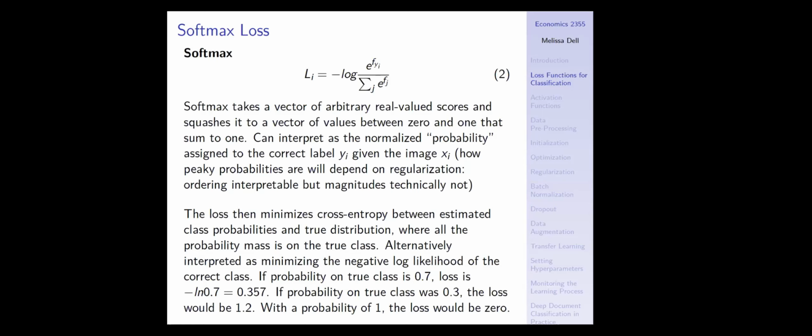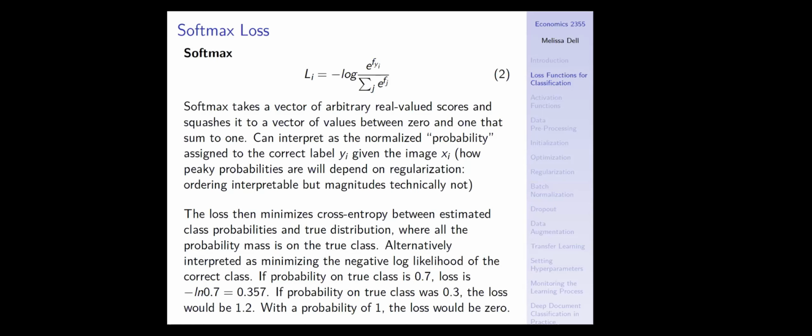It's worth noting that how peaked these probabilities are depends on your regularization term, which is something we're going to talk about later in this lecture. Regularization is a term you add to your loss to avoid overfitting. And so, technically speaking, you can't really interpret these as probabilities. If the true class has a score of 0.95, it's not that you're 95% confident that it's correct, but you can interpret the magnitudes of these.